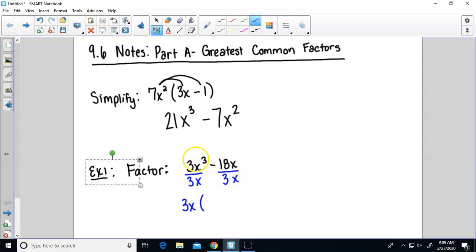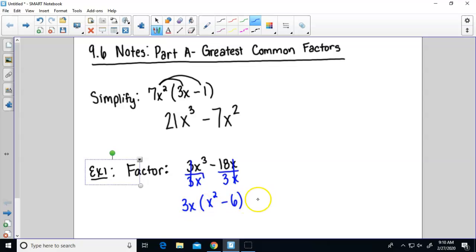All right, so here, 3 divided by 3 is 1. It goes away. You've got x to the third over x, so you would subtract those exponents. 3 minus 1 gives you 2, so you get x squared right here. And then here, 18 divided by 3 is 6, so we get a minus 6. The x over x is just going to cancel out. It will just be a 1, so it goes away right there. So this is our answer if our instructions told us to factor.